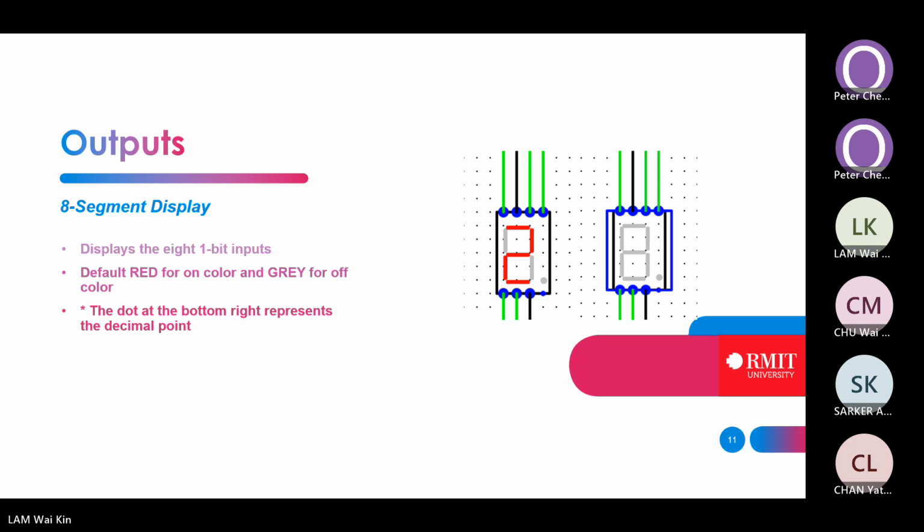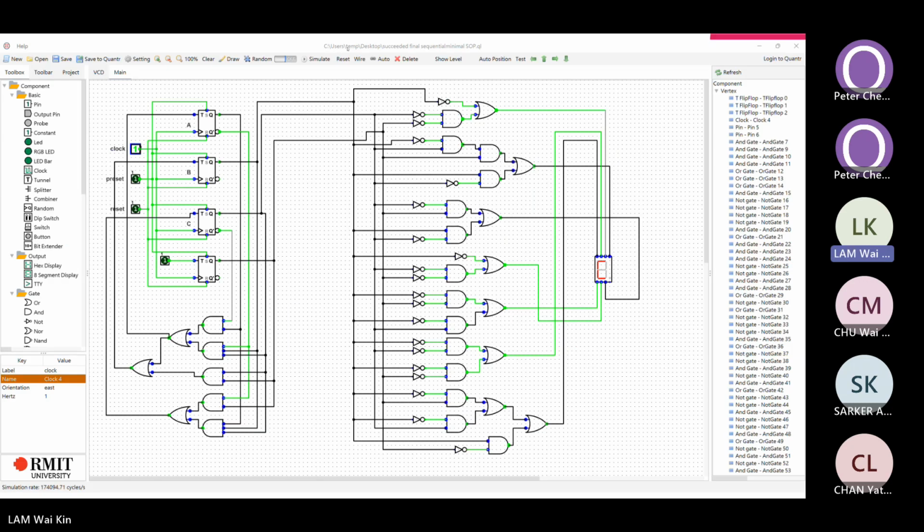Next, for the 7-segment display, we can display the 8-bit inputs, with red as the default color for on and gray for off. We can create it by showing different numbers with this component. And here is an example. Like we can create a big haircut, and it is a final sequential minimal SOP, and it will show the different numbers on the display.